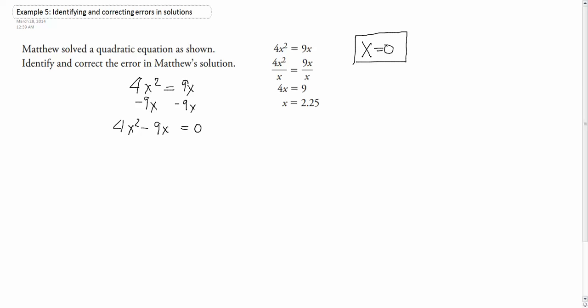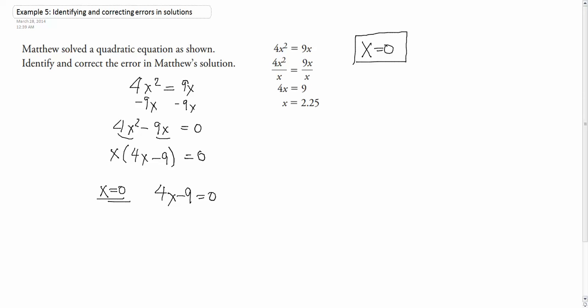So in this case, notice again that we do have that common factor of x. It can come out, and we're left with 4x minus 9 is equal to 0. So in this case, x is equal to 0 is a factor, and it is a solution. And so we have one of our solutions, and then we have 4x minus 9 equal to 0 as well.